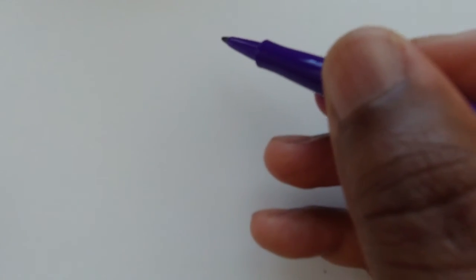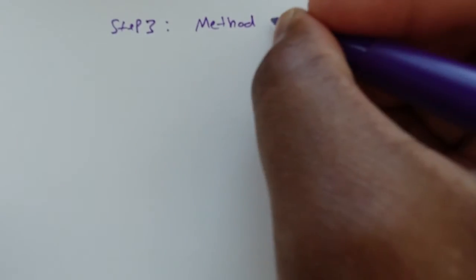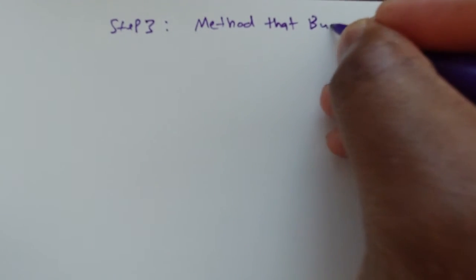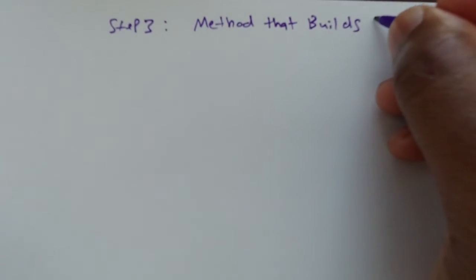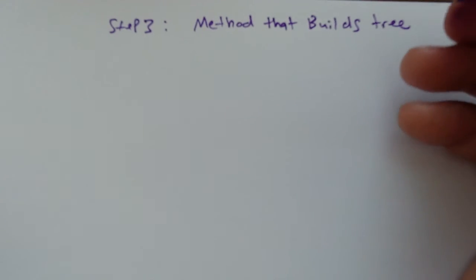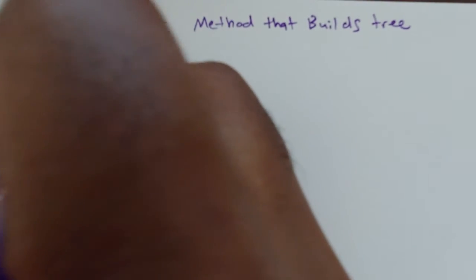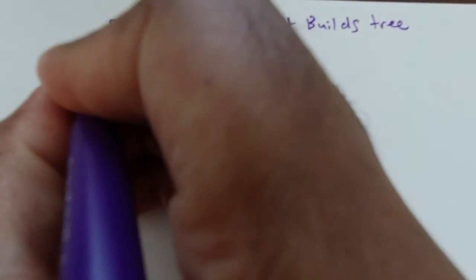The next step is to define a method for building the tree. So, a method that builds the tree. And this would be a method of the binary tree itself. So we will call this method insert next node.